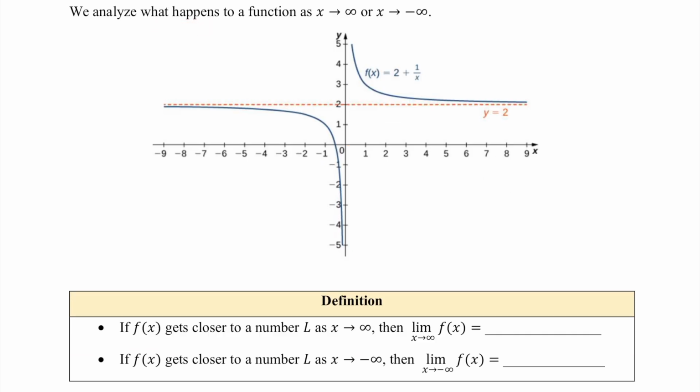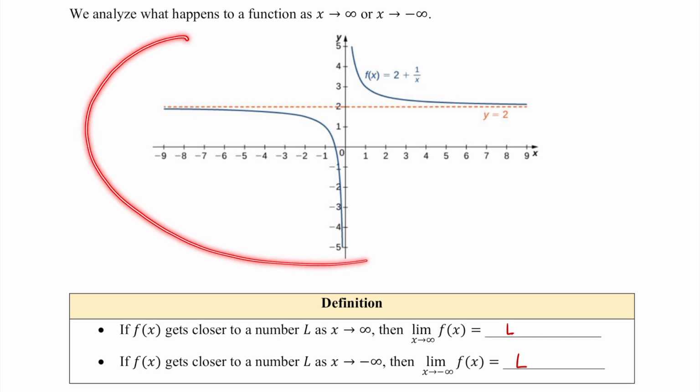We say, if f of x gets close to a number L as x approaches infinity, then the limit as x approaches infinity of f of x is L. Similarly, if f of x gets closer to a number L as x approaches negative infinity, then the limit as x approaches negative infinity of f of x is L.